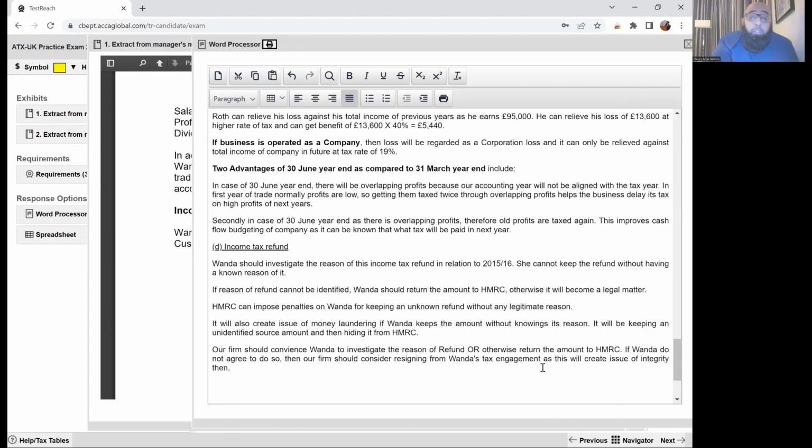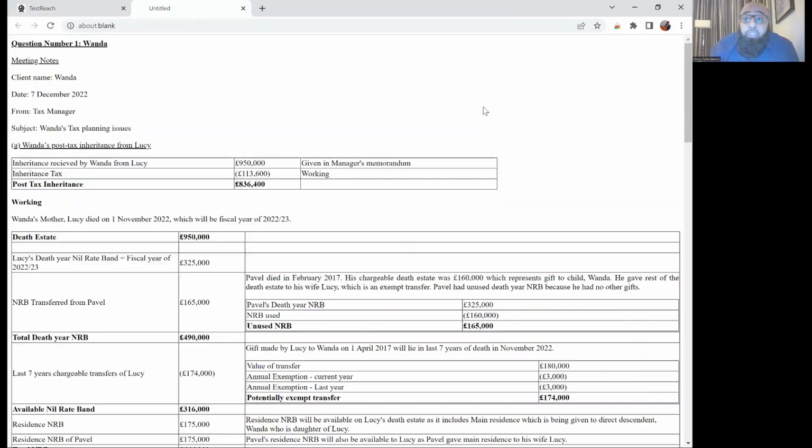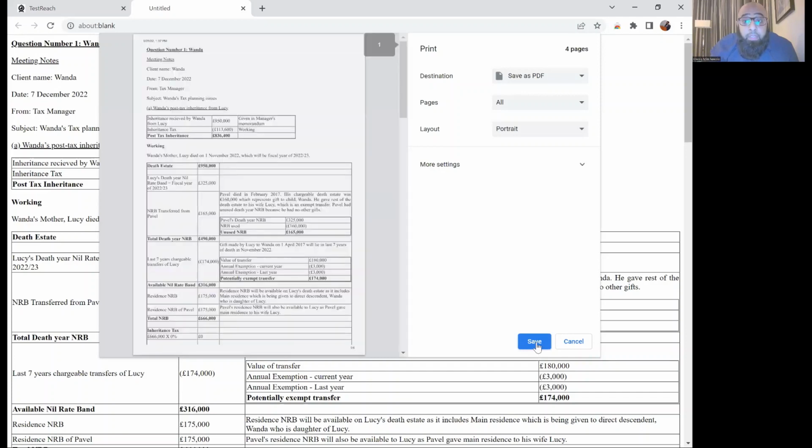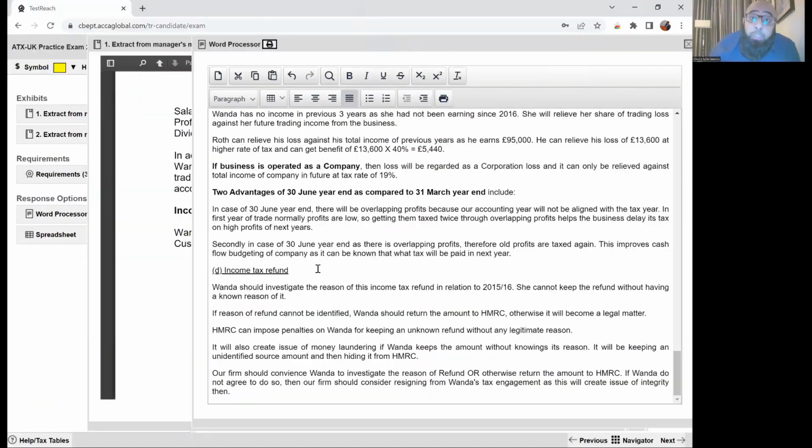This was a simple part of ethics where we have to comment that she has got some unidentified refund. So we commented that she should investigate the reason for it, that what this refund is about. And if that cannot be known, she should return the refund. And if she does not return it, HMRC can impose a penalty, which can be really a big issue. And our firm should also consider resigning from the engagement if she does not agree to the ethical actions.